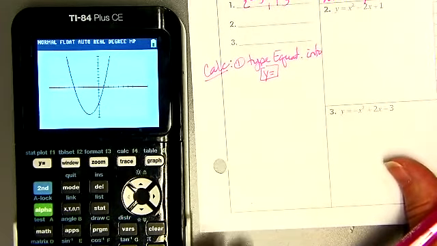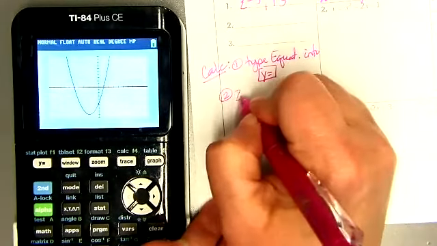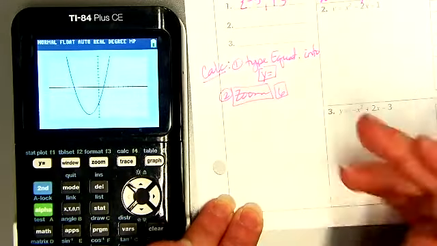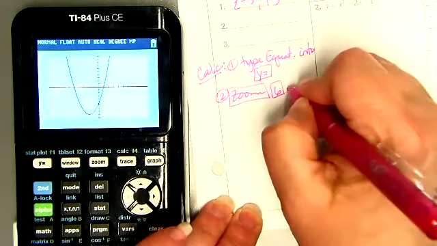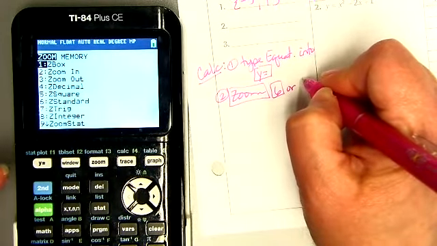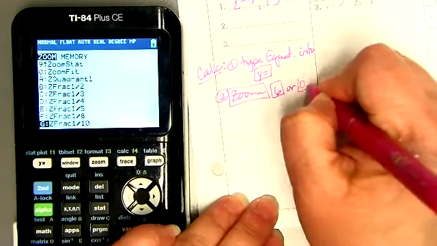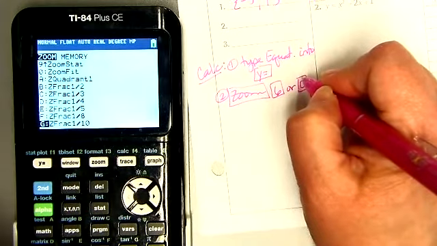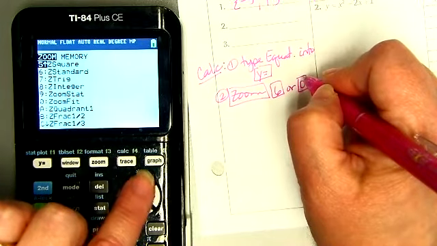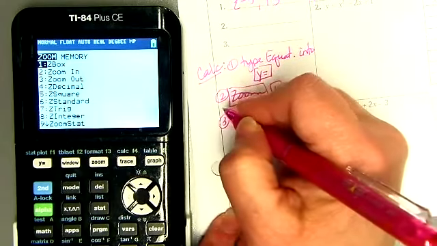Focus is right. Okay. Step 2 is we click zoom 6 so that we can see the graph, or zoom fit so that it'll fit it. Let's fit. Normally it's 6 for standard. Okay, step 3.